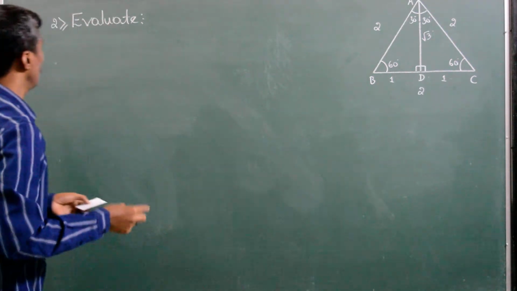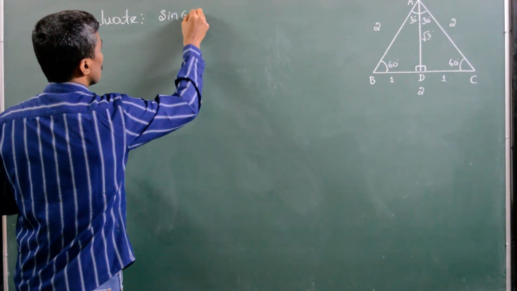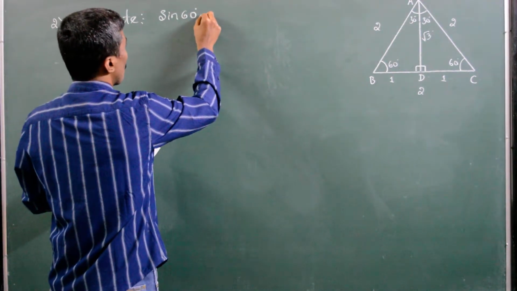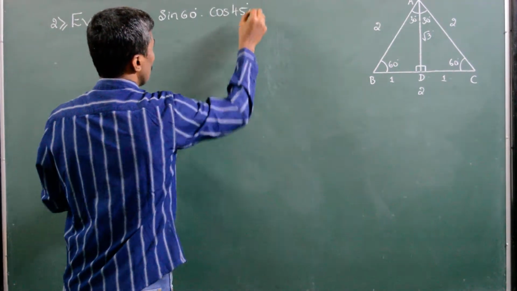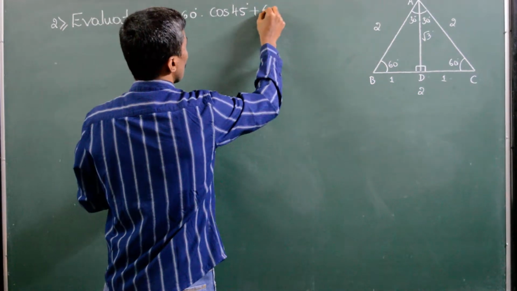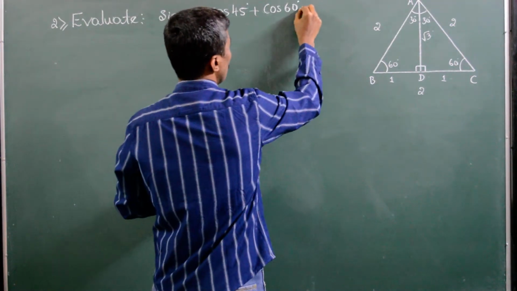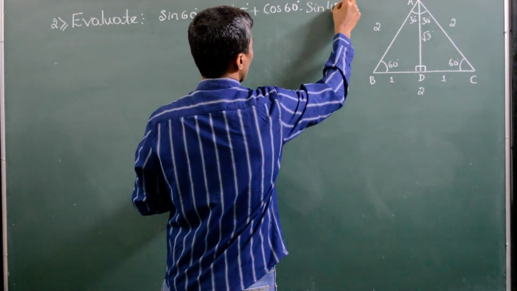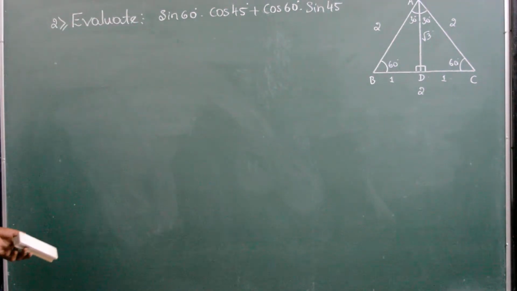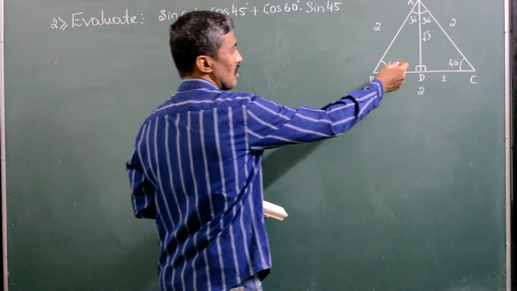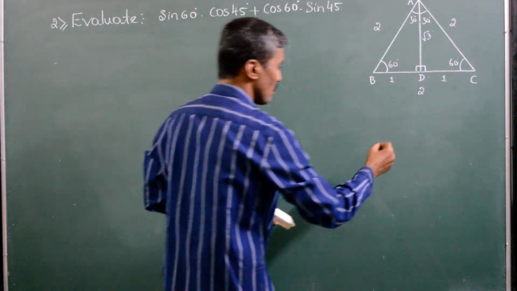Second problem is evaluate sin 60 degree into cos 45 degree plus cos 60 degree into sin 45 degree. So here the standard angles are 60 degree and 45 degree. We are having 60 degree, so there is a figure for 60 degree, but we are not having one for 45 degree. Just one more diagram we will draw.